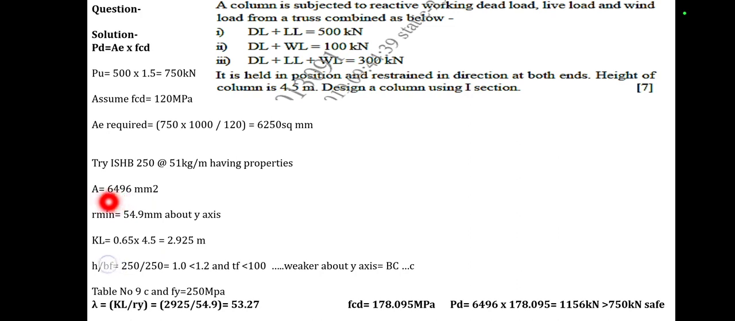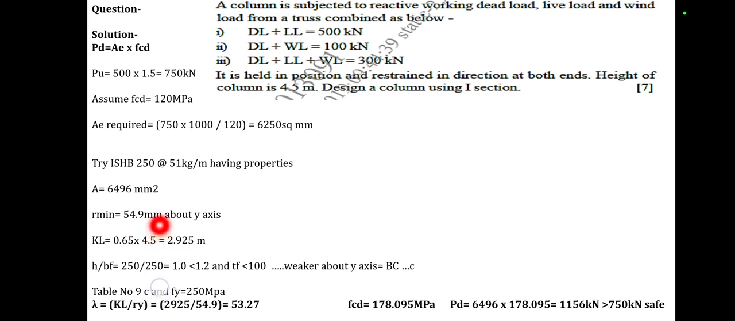Here from the steel table I have written the R minimum as 54.9 mm, which is about the y axis. Area of the section is 6496 mm square. Our area required is 6250 mm square. Here we have increased the area by around 200 to 250 mm square.